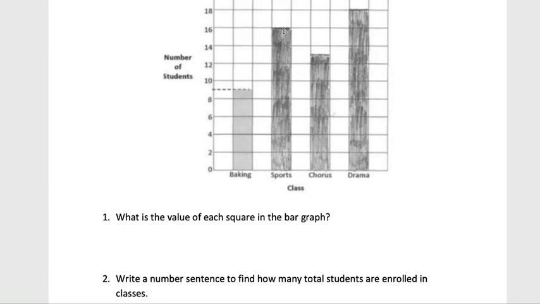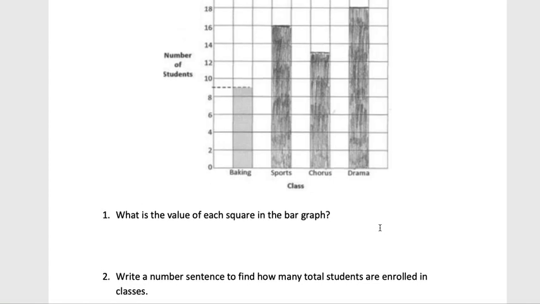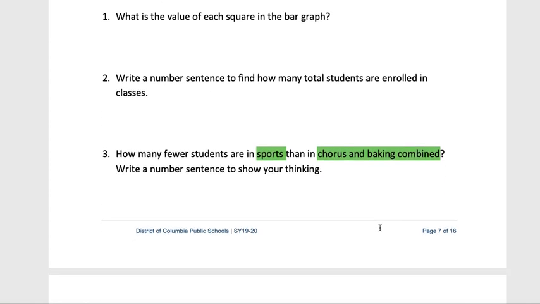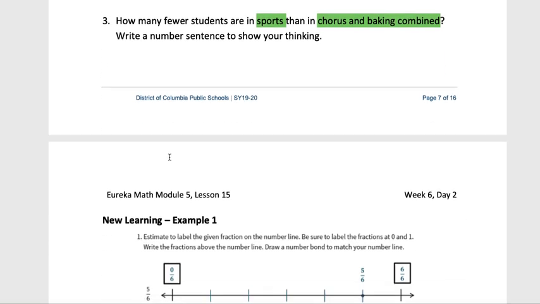Sports is 16. We can see that it hits right at the 16 mark. So once you figure out what chorus and baking total, so 13 plus 9, which is 22, you are then going to do 22, which is chorus and baking, minus 16, and that's going to tell you how many fewer students are in sports. That is a subtraction. So that would be your number sentence.